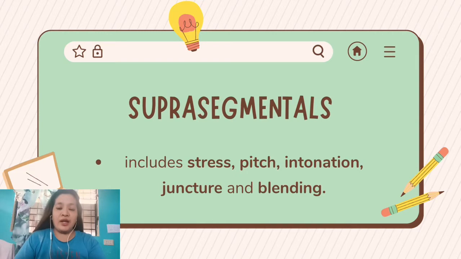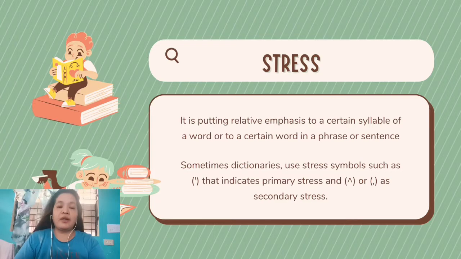Suprasegmentals include stress, pitch, intonation, juncture, and blending. These are under the suprasegmentals. The first one is stress. What is stress? Let's discuss stress.